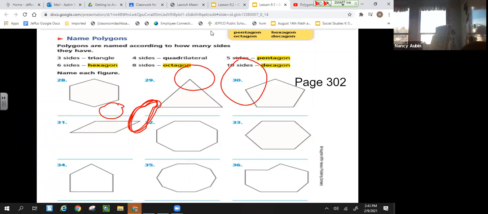Madison, why are these not polygons? Because there's no like points or anything. No end points, I like that. They don't have corners. What else? Okay, did you want to add on? So they're not polygons because they don't have straight sides and they don't have sides or angles, line segments, so they are not polygons. Very good. Okay, let's keep going.